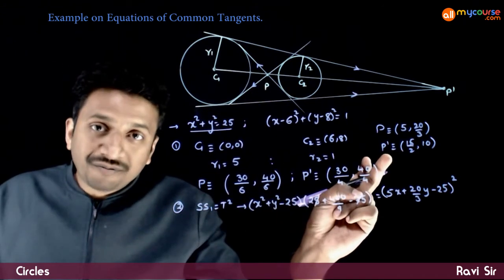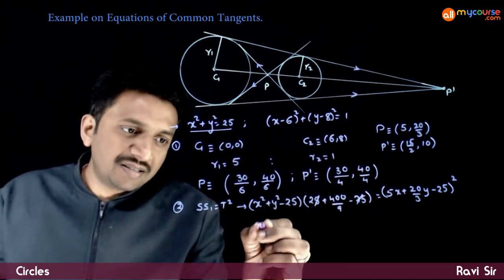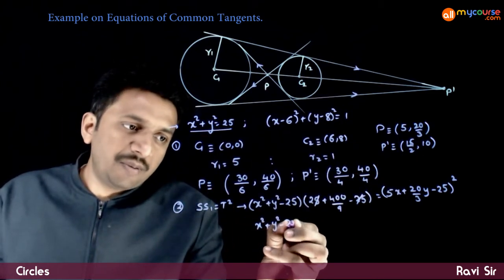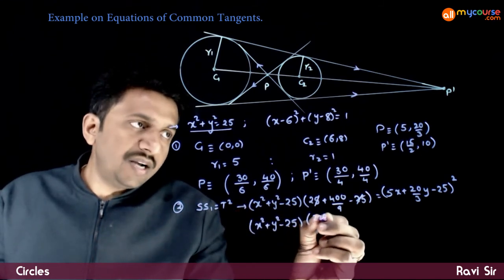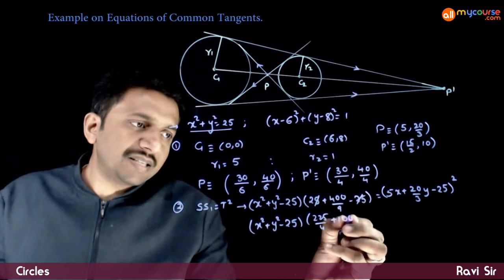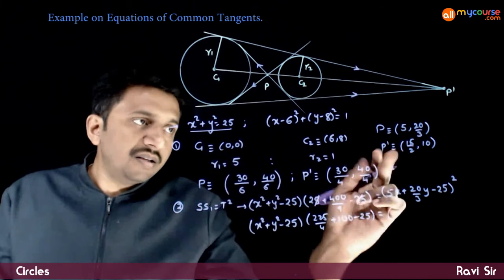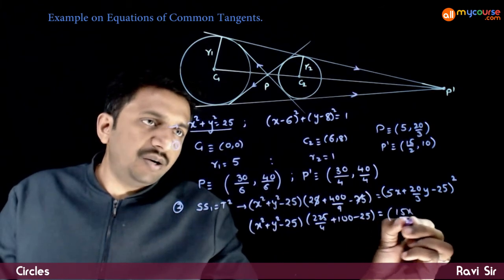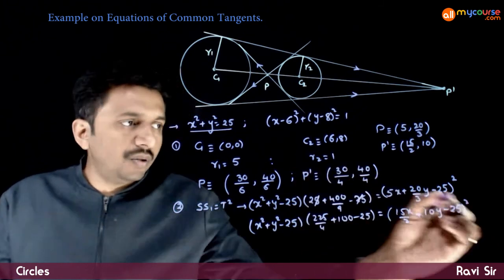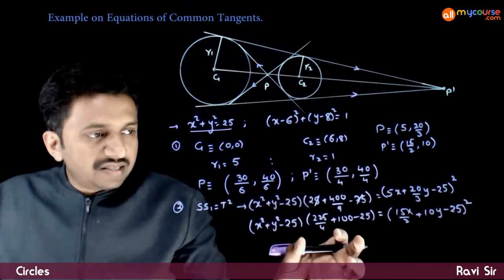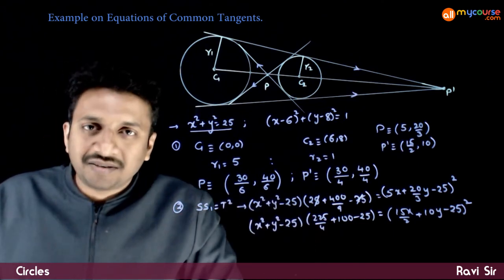If you want the pair of direct common tangents, you need to use this point. There is (x² + y² - 25) times (225/4 + 100 - 25) = ((15x/2) + 10y - 25)². So these represent the pair of direct common tangents. As simple as that.